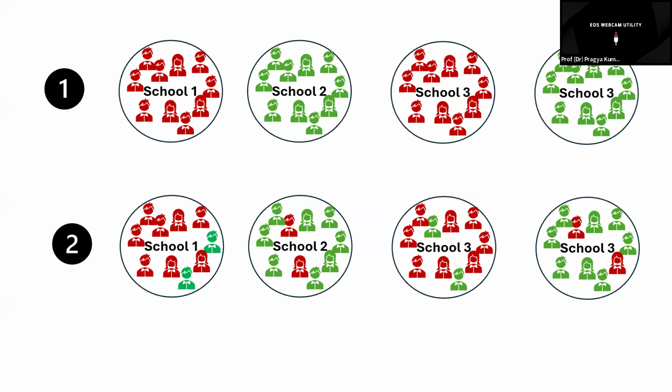So just see this picture. You can see there are two rows, one and two. Where can you find more homogeneity, in which case, one or two? Yes. So you can see in one, all are the same colors. So that's what we mean by homogeneity or clustering. So clustering effect is more in school one and clustering effect is less in school two.